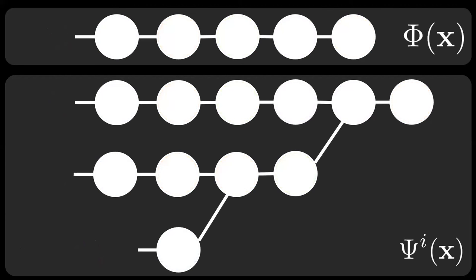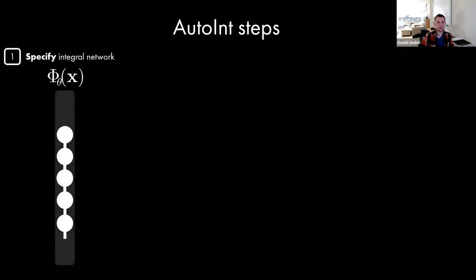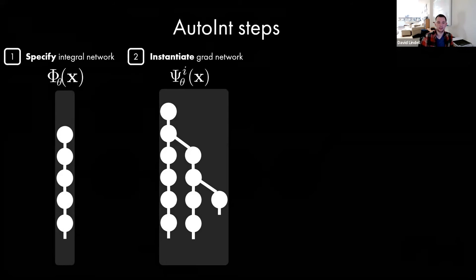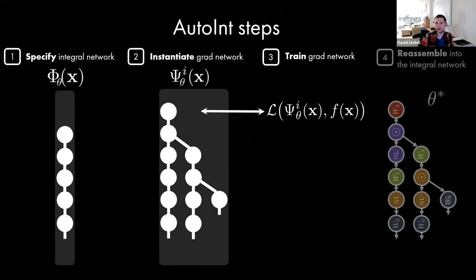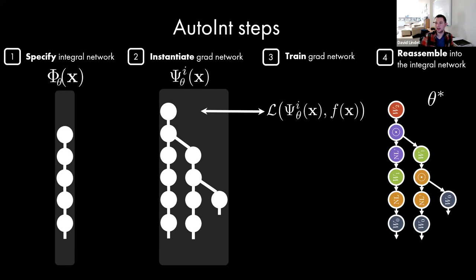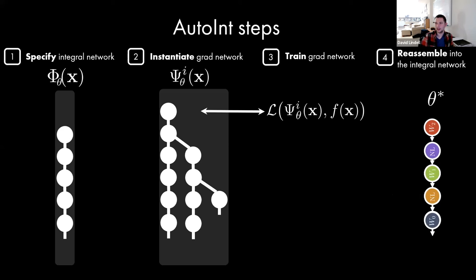So to summarize these different steps, basically AutoInt involves the following procedure. So first you would specify the architecture of the integral network. This could just be a conventional multi-layer perceptron, for example. The grad network is instantiated with the computational graph corresponding to the partial derivative of this integral network output with respect to the input coordinate that you want to integrate over. And then the grad network is trained to fit the signal you want to integrate. And after you've trained the grad network, you can reassemble the integral network using the trained weights and then evaluate this to evaluate the integral.